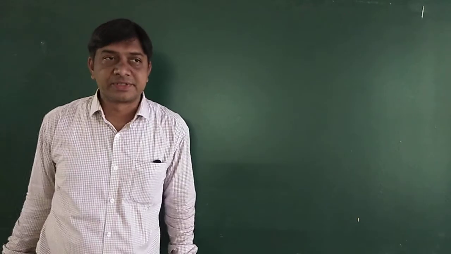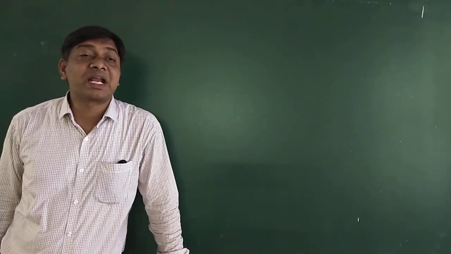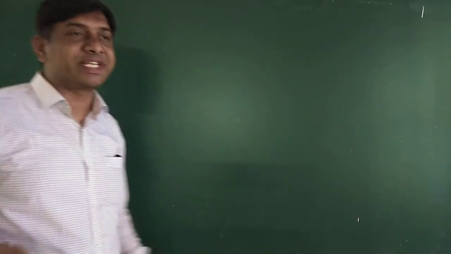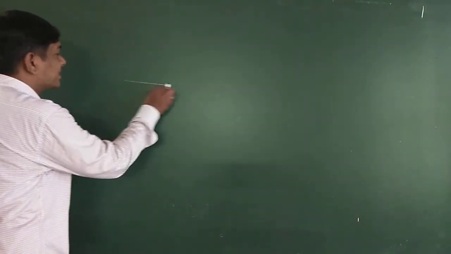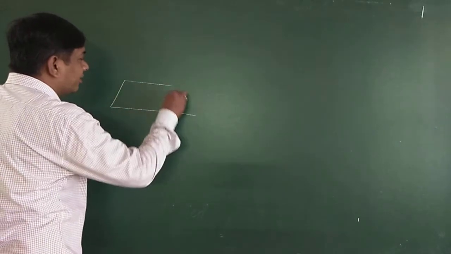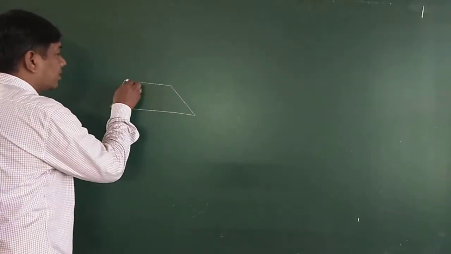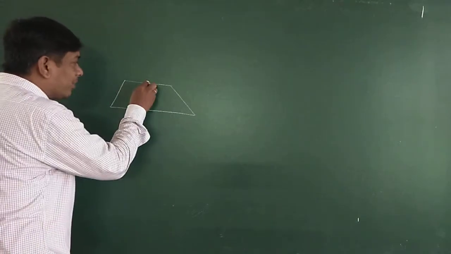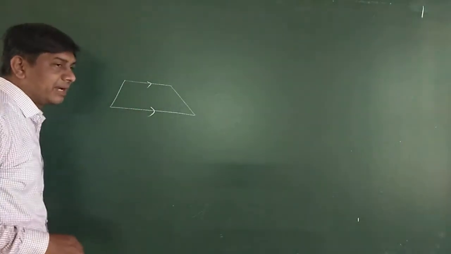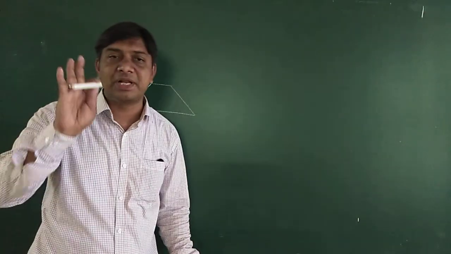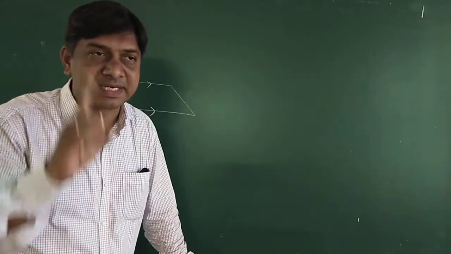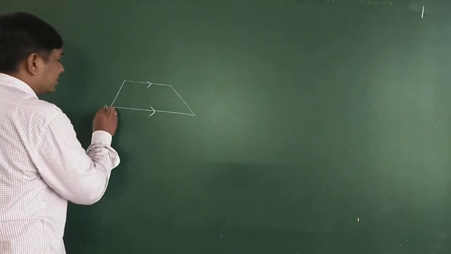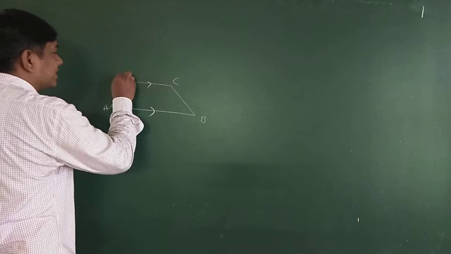Now suppose there is a line parallel to the parallel sides of a trapezium. Do you know about a trapezium? A trapezium is a simple closed figure with four line segments. In that, one pair of opposite sides are parallel. Means a polygon with one pair of parallel sides is called a trapezium. Okay, this ABCD is a trapezium.